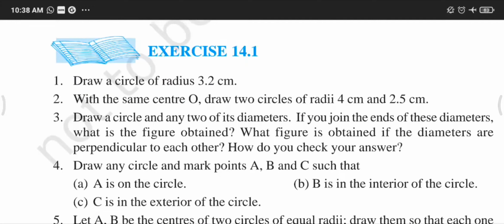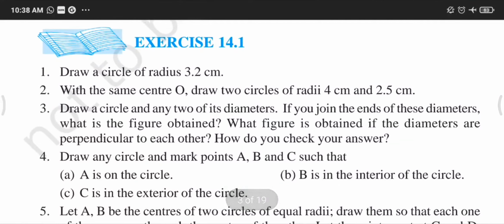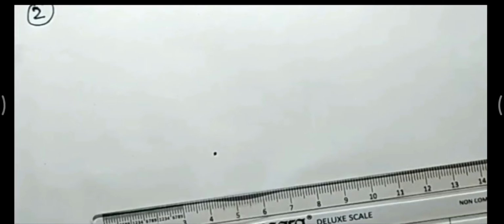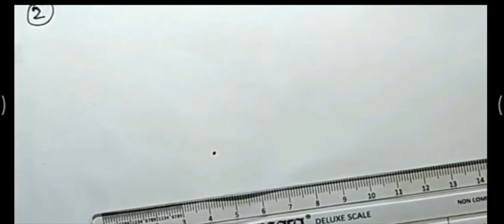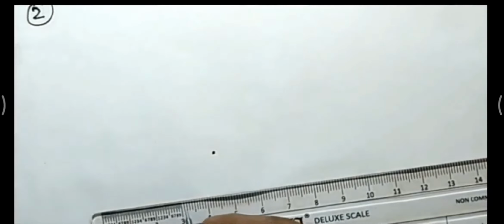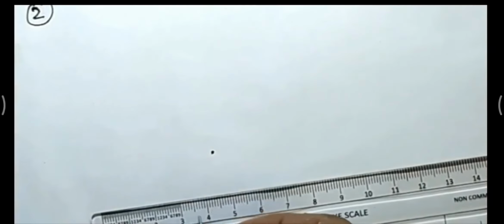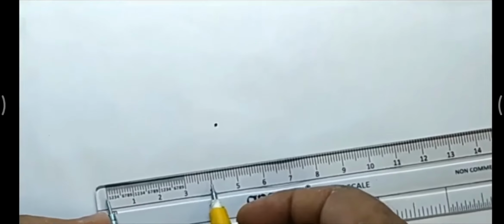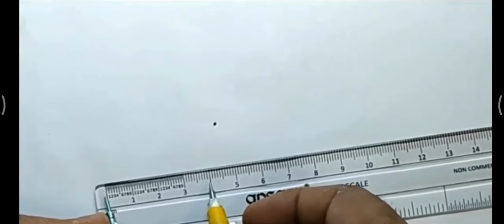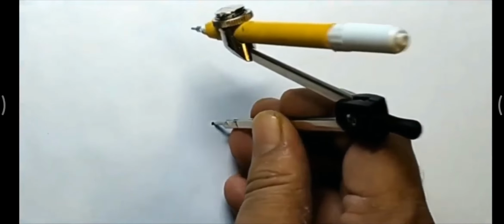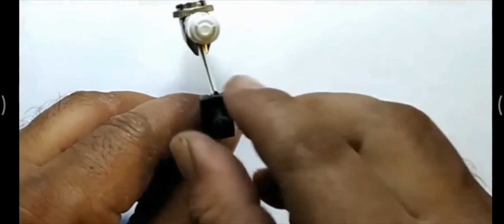This is question number 2. With the same center O, draw two circles of radii 4 centimeter and 2.5 centimeter. Now let's draw this. First of all, you are required to take 4 centimeter in your compass after marking a center. Now I have taken 4 centimeter here. Now with the center, draw a circle. That circle is of 4 centimeter.